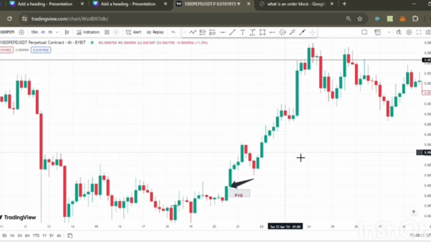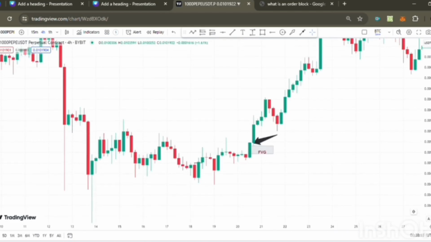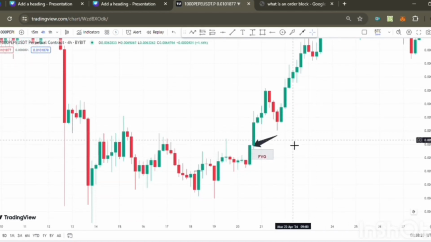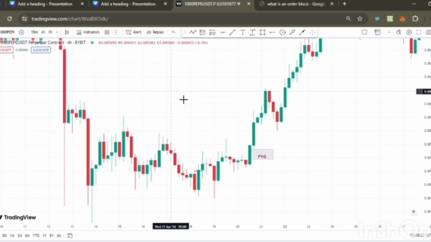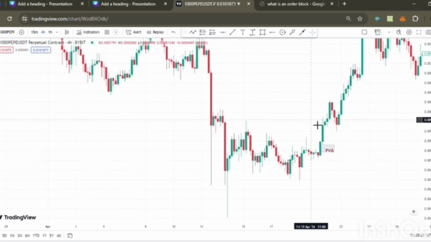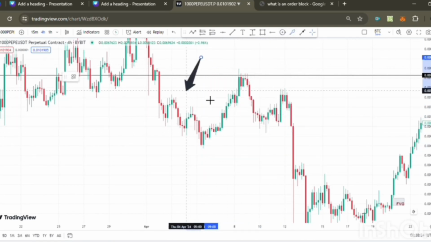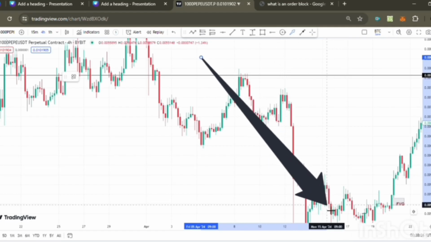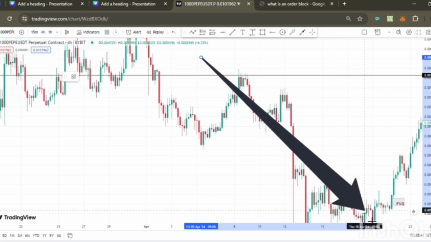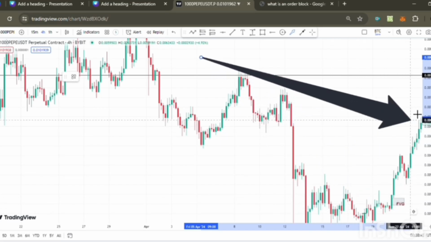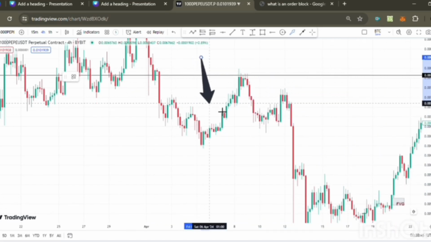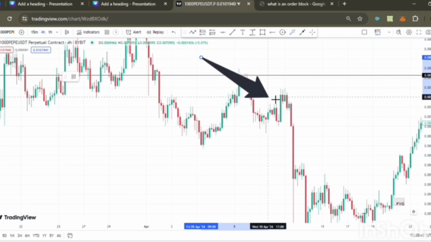Now if you look here, let's look at the market here. The market was previously in a downtrend, right? From this spot, the market was previously in a downtrend. Now it gets to this zone, and the market started making a change of character to the upside. But here the market was previously in a downtrend.